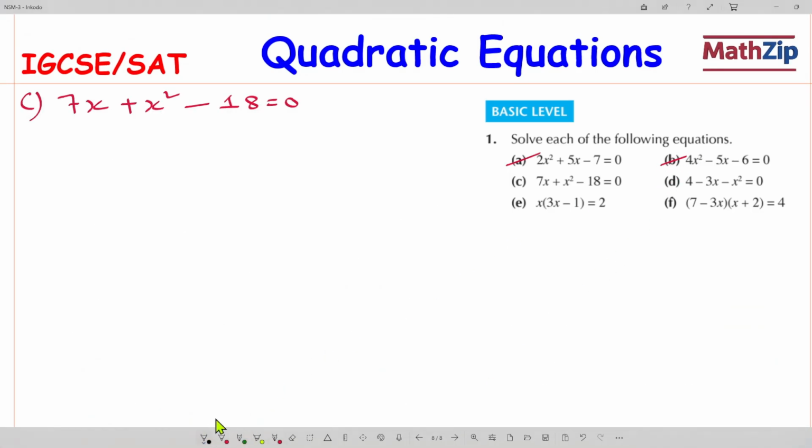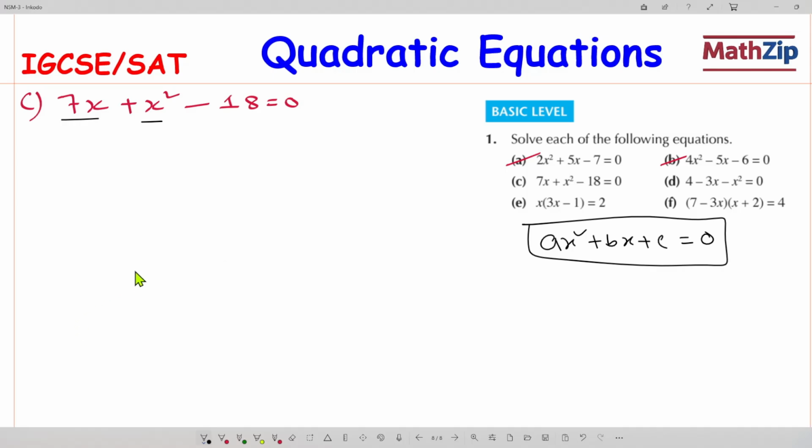Number C, look, here is 7x + x² − 18 = 0, but our target is to make this one like ax² + bx + c = 0. This is a quadratic equation. So we can write it like this: x² + 7x − 18 = 0. We just make this one synchronized, which is like a quadratic equation.